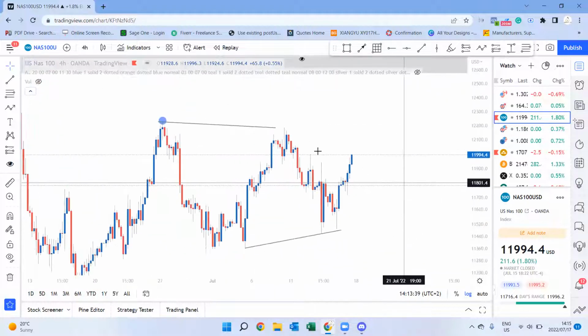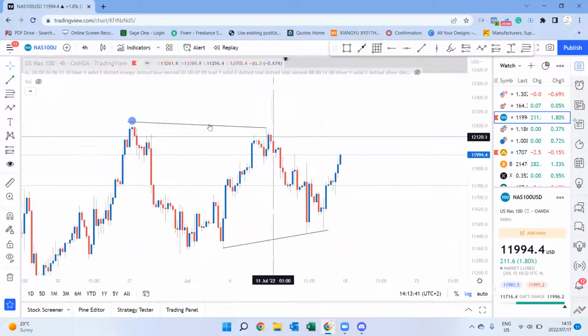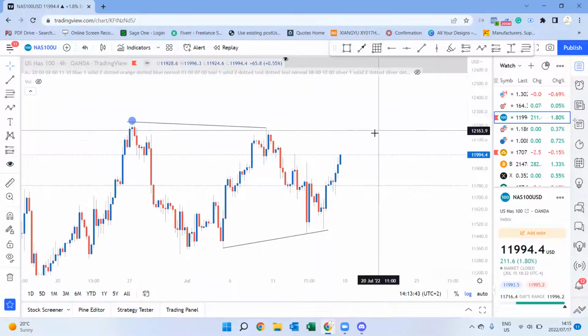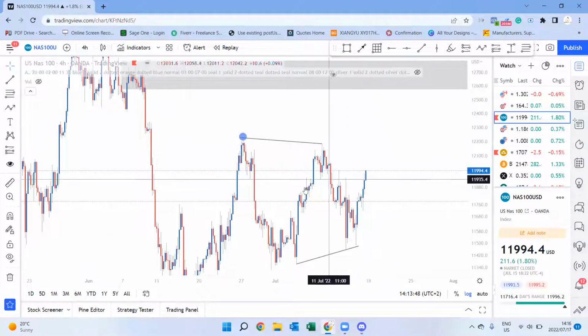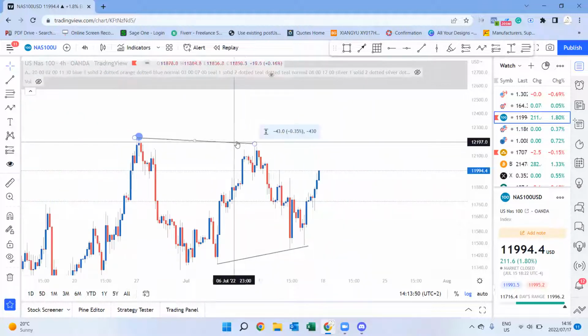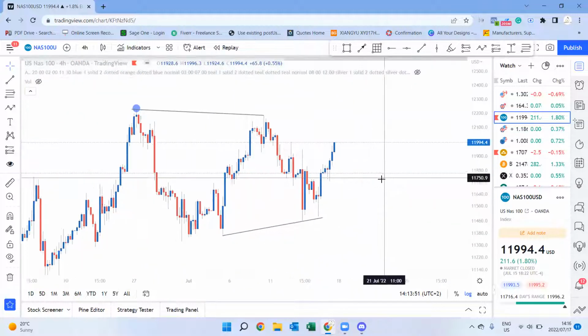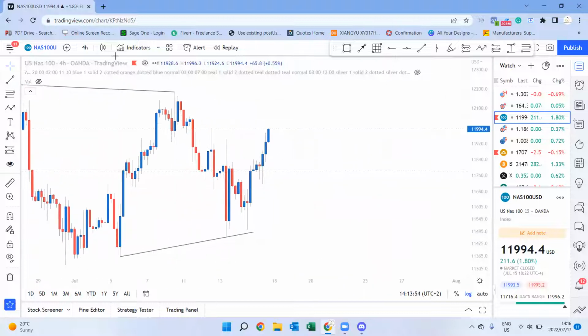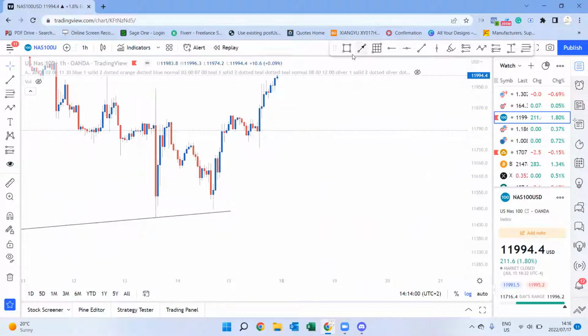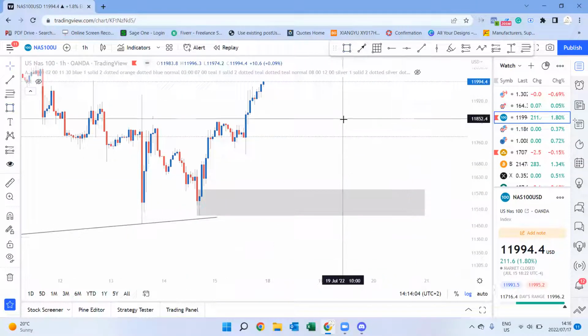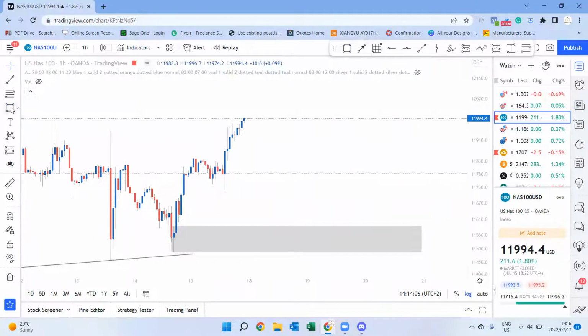It's now just to get entries. We'll probably see the entries in intra-session and see what we can do there. I would love to see a break of structure here, but for now there are valid points of interest. The valid points of interest would be on the 1 hour right here for a buy, and then another one right here for a buy.